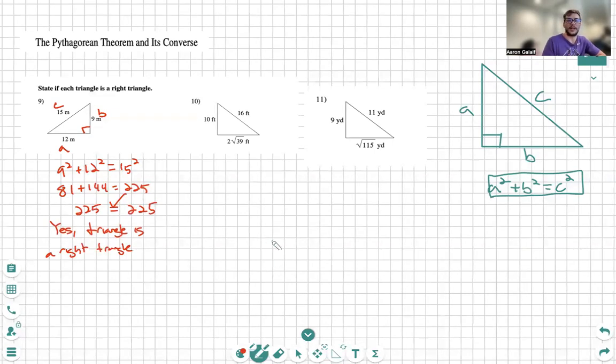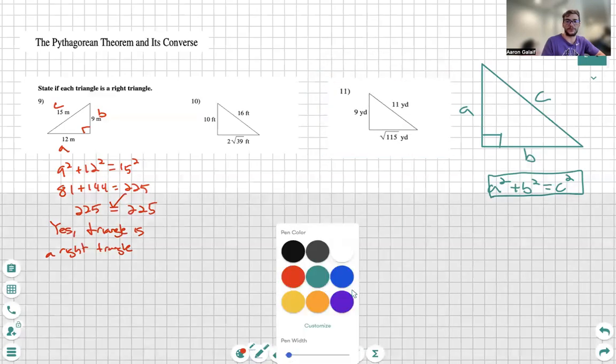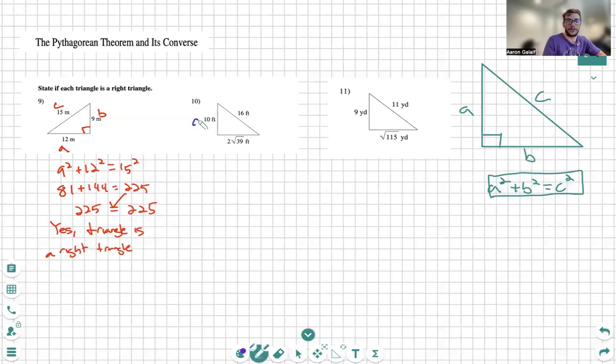Wow. All right, number 10, same thing. This time we're dealing with some square roots. So let's be careful and move slow. First label A, B, C. A squared, two smallest sides. And remember, this looks like the longest, right? 10 squared plus 2 root 39 squared equals 16 squared. We can see that the right side is going to be 256. This is going to be 100.